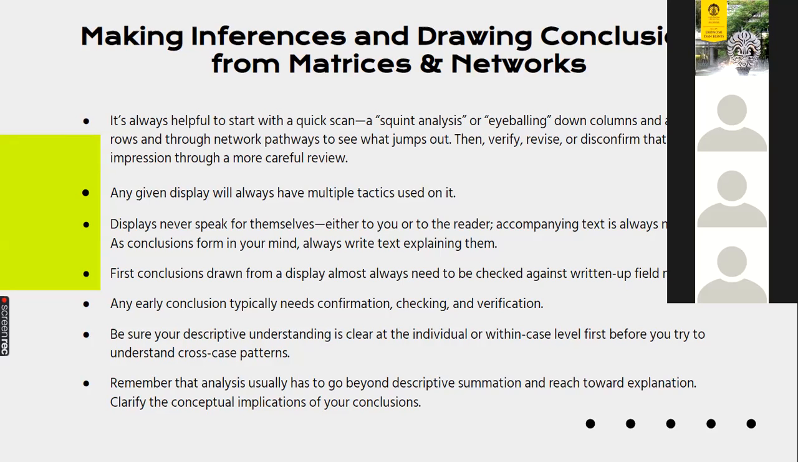The first conclusion drawn from a display almost always needs to be checked against the written-up field notes. If a conclusion does not ring true at the ground level when you try it out there, it needs a revision. Look at the raw data to guard against this, and even better, check with your research colleagues and participants themselves when possible. Any early conclusion typically needs confirmation, checking, and verification. The most frequently used tactics are following up surprises, triangulation, making if-then tests, and checking out a rival explanation.